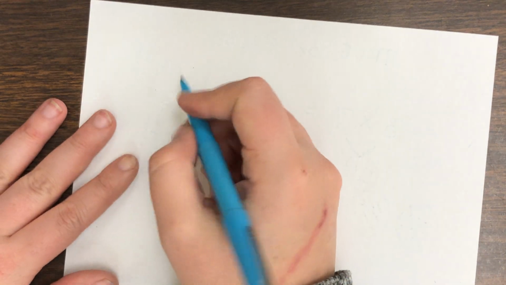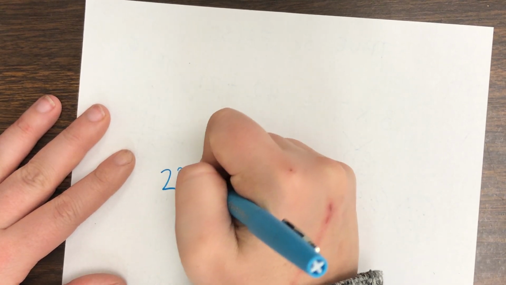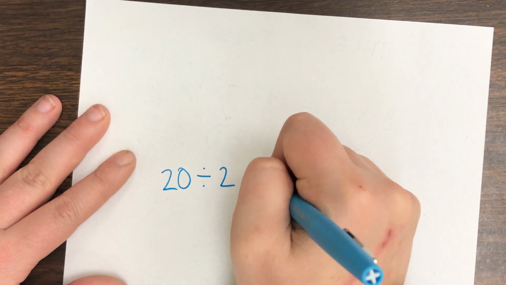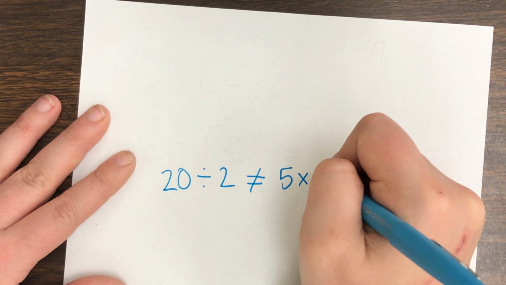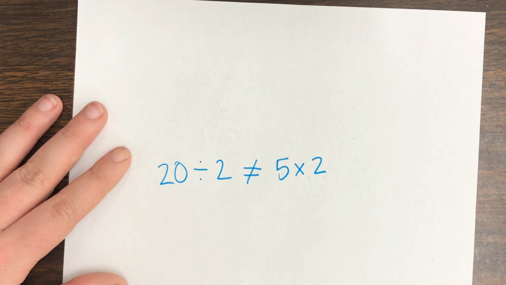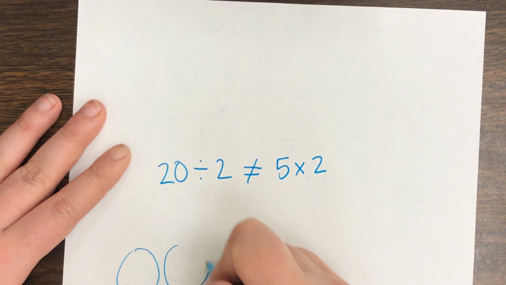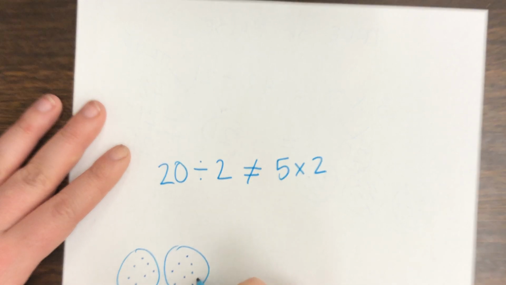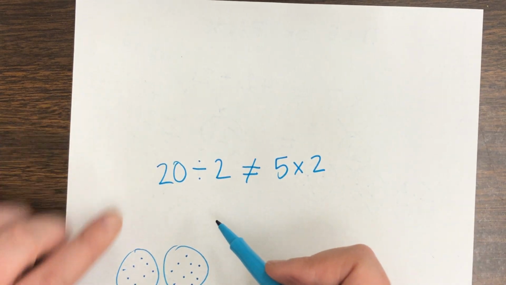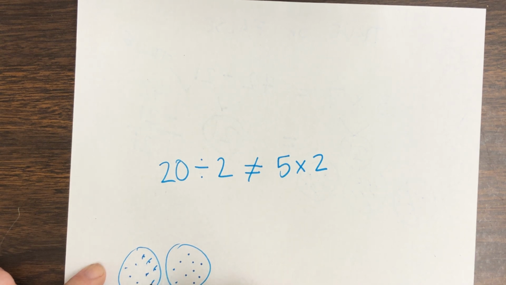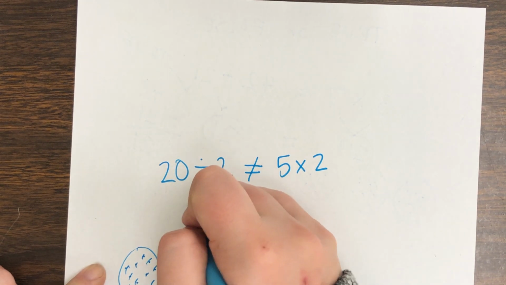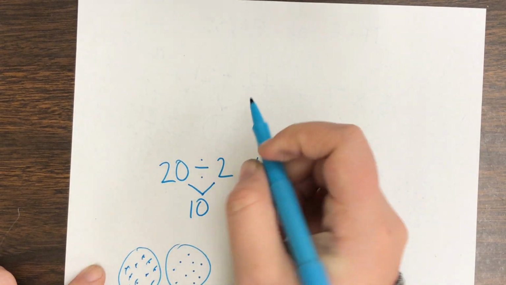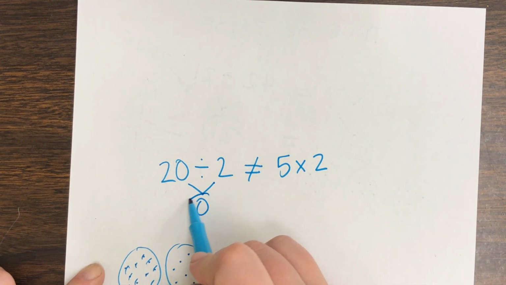Now, what if we have a problem that looks like this? 20 divided by 2 does not equal 5 times 2, okay? So let's do 20 divided by 2. We're going to draw 2 groups and split 20 up. 1, 2, 3, 4, 5, 6, 7, 8, 9, 10, 11, 12, 13, 14, 15, 16, 17, 18, 19, 20. It looks like each person here got 1, 2, 3, 4, 5, 6, 7, 8, 9, 10, and this actually checks out because 10 times 2 would equal 20. So we know that that's true.